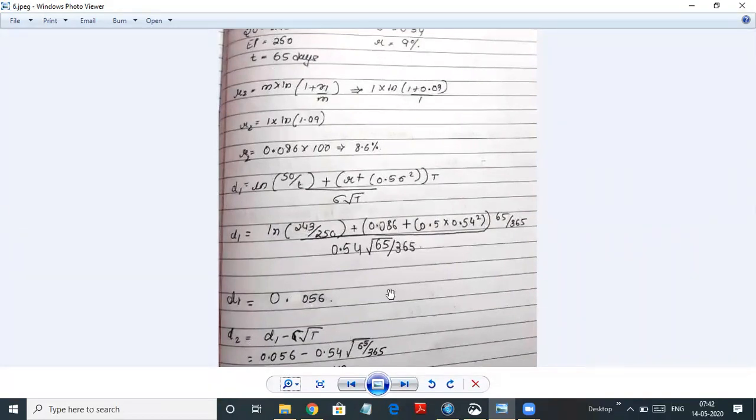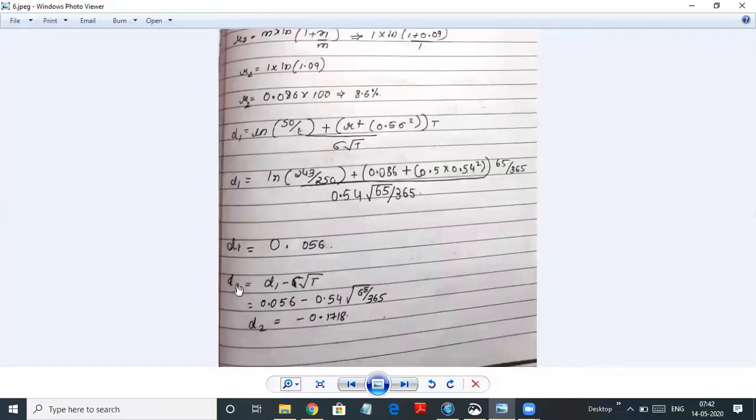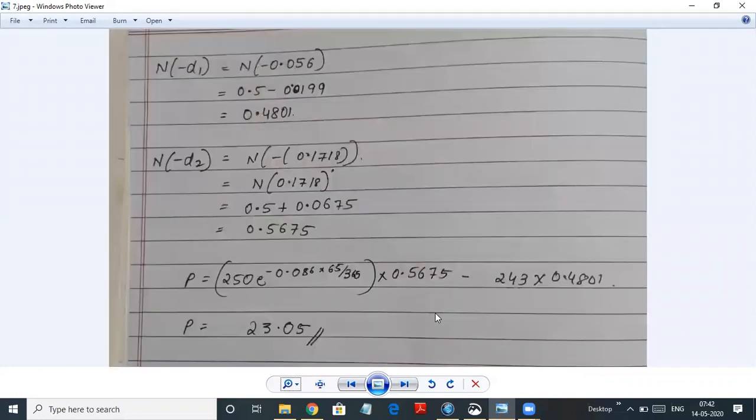In D2 value, D1 0.056 minus 0.54 into root of 65 divided by 365. D2 value you get minus 0.1718. So if you solve it further, you have to find ND1 and ND2.